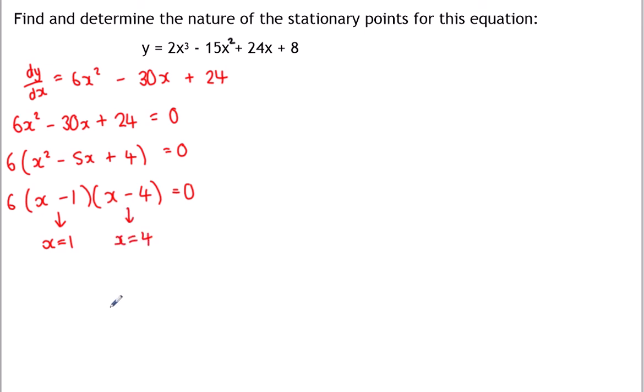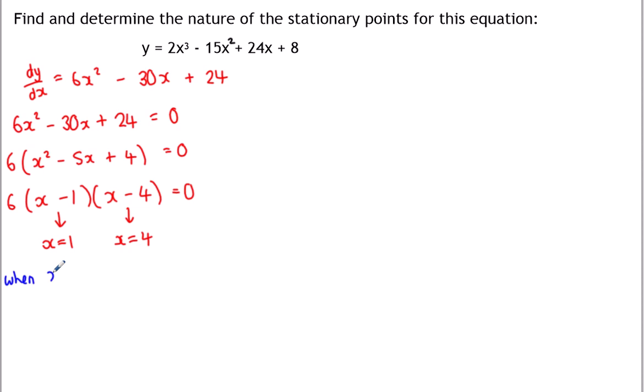You would have got the same answers if you'd factorised this. It's just the numbers wouldn't have been as nice. You would have had to find two numbers that multiply to make 144 and add to make minus 30. That's going to take ages. So what I did, I noticed everything could be divided by 6. So I divided it through by 6 to make my factorising easier, and it gives the same solutions anyway. Okay, now you've got to get those as coordinates.